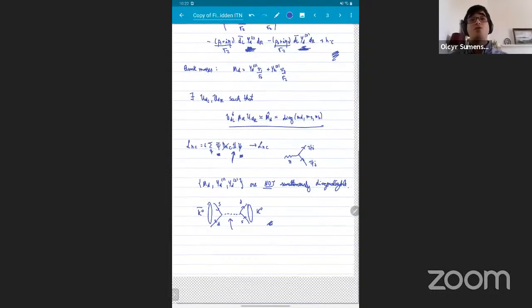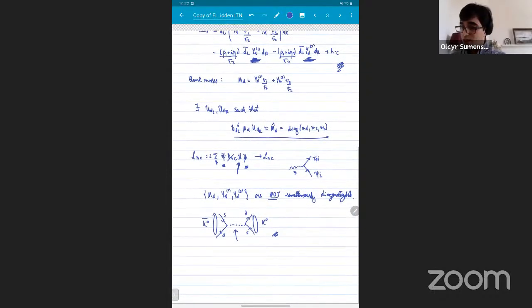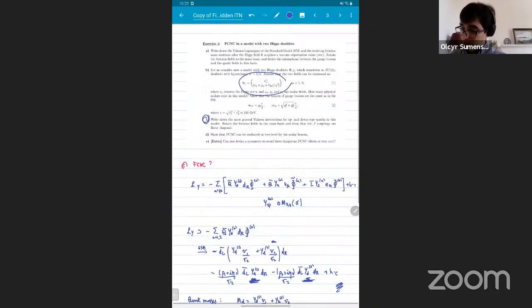So in reality, to complete this proof, you would have to rotate these fields here, rho and eta and the phi to go to the mass basis after writing the full scalar potential, okay?